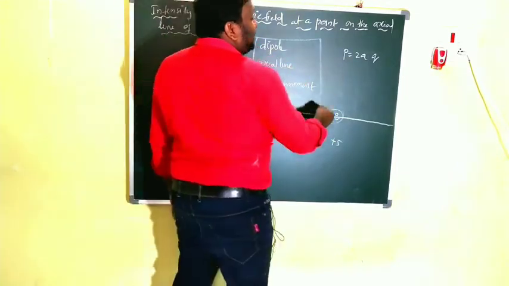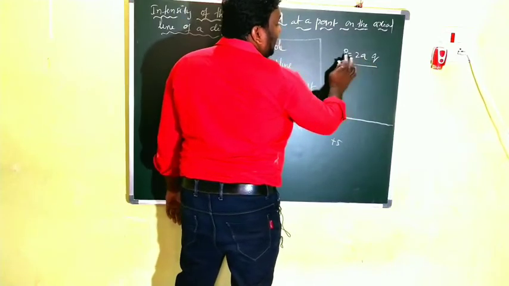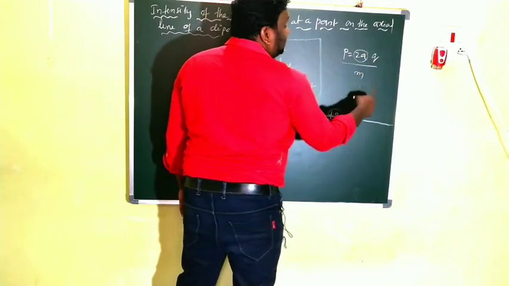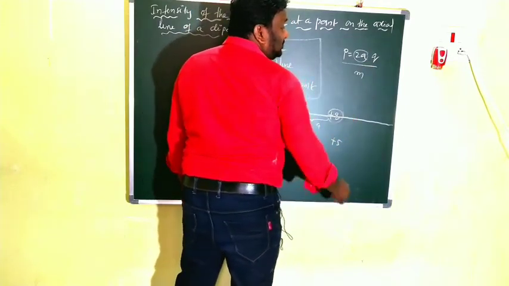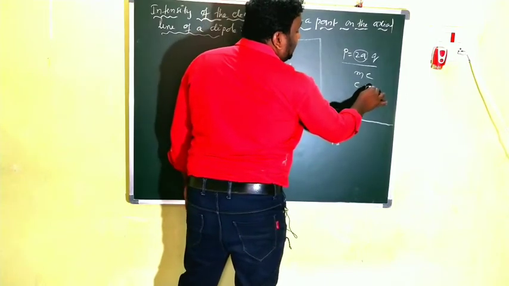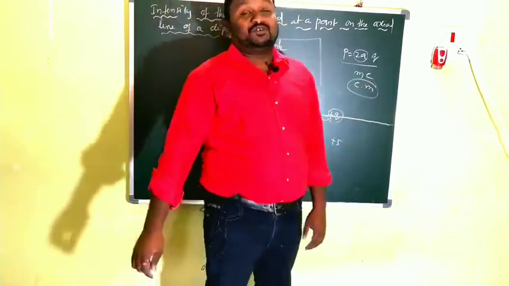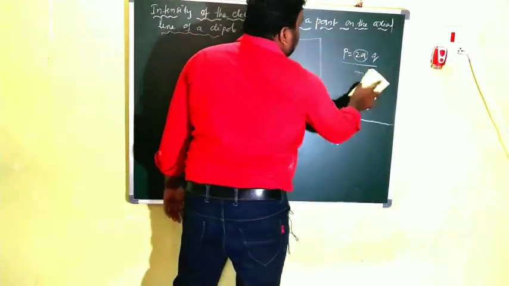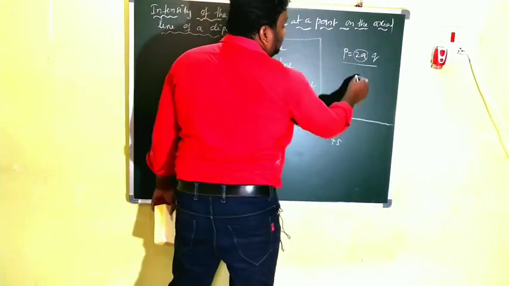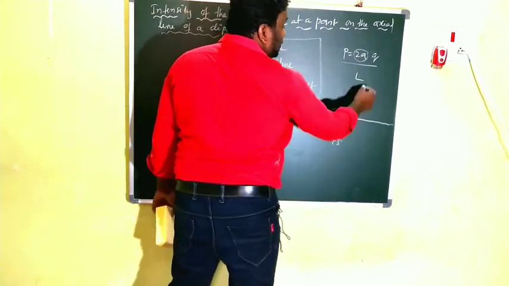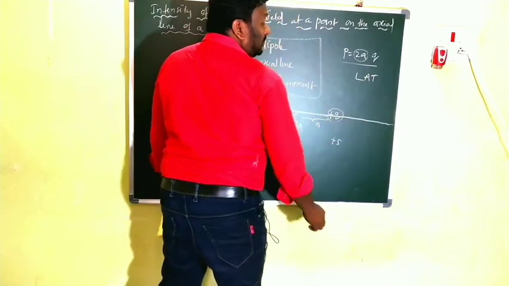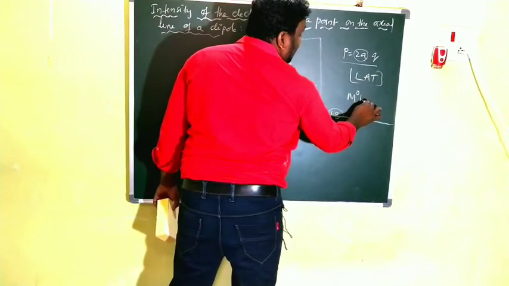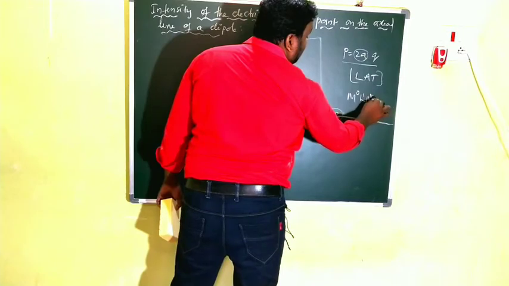Tell me now, what is the unit? Dipole moment P is equal to 2a into q. 2a is length, so its unit is meter, and q is charge, so the unit is coulomb. Simply, coulomb meter is the unit for dipole moment. If you want to write the dimension formula, 2a is length and q is charge, which is AT.